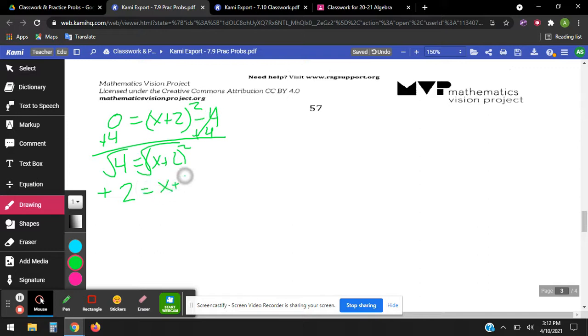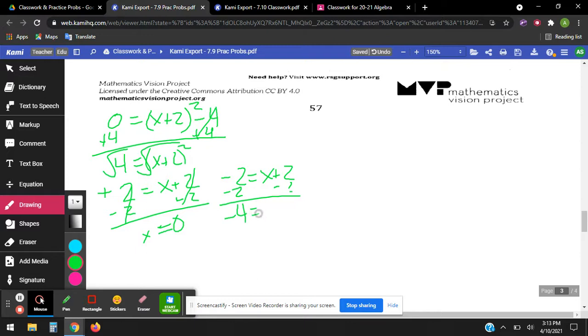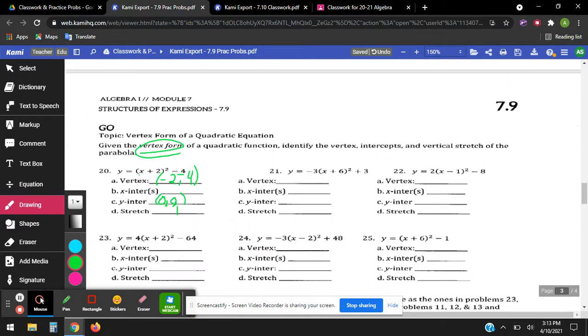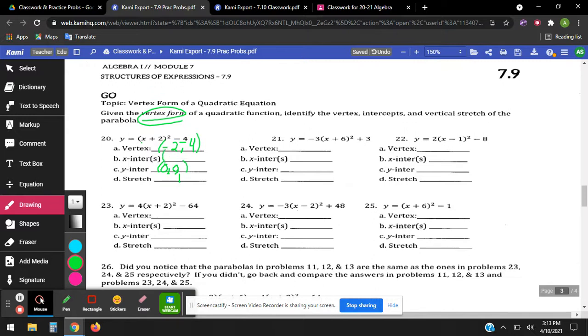Positive 2x plus 2, or a negative 2, equals x plus 2. So in this case, when I subtract 2, x equals 0. So I have one where it's 0, 0. But here, if I do a minus 2, then x equals negative 4. So I've got a 0, 0 and a negative 4, 0. So I'm going to go back up here and go 0, 0 and negative 4, 0.